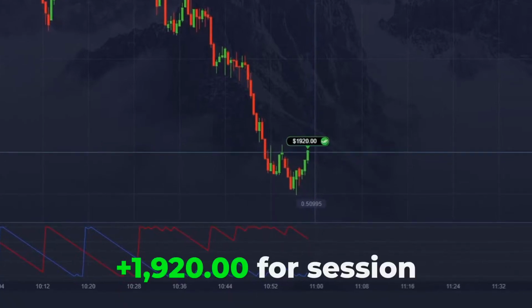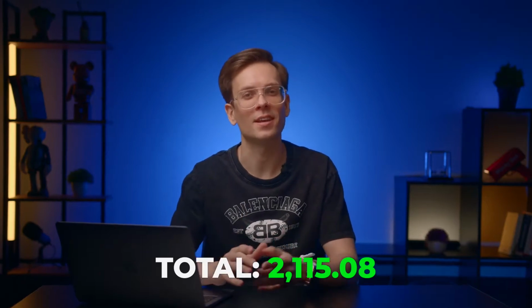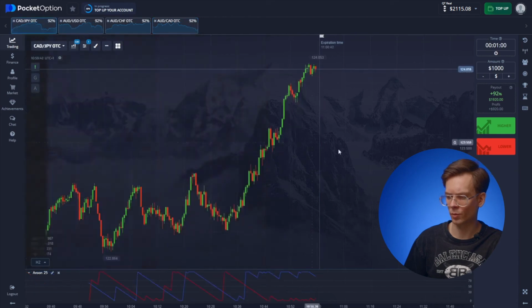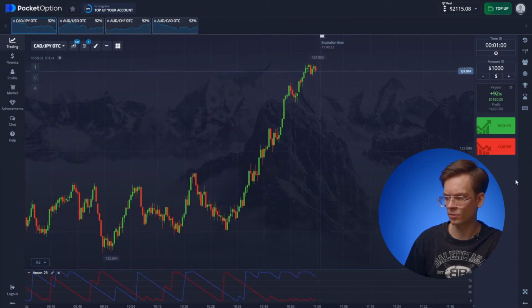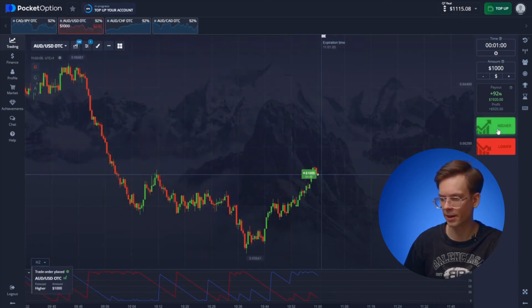How satisfying to be right again. Now my deposit is 2,115. Aroon is one of my favorite indicators. I'll make a couple more trades. Okay, skipping Aussie and Canadian. Canadian and Yen too. So it's Aussie and Buck. Same investment amounts. Pressing higher.